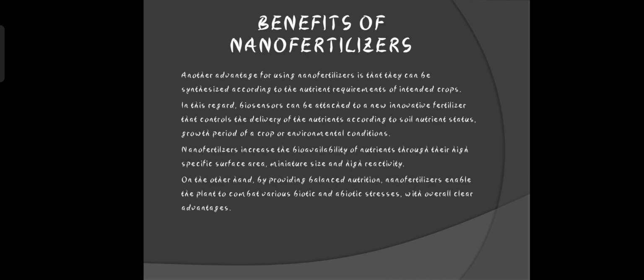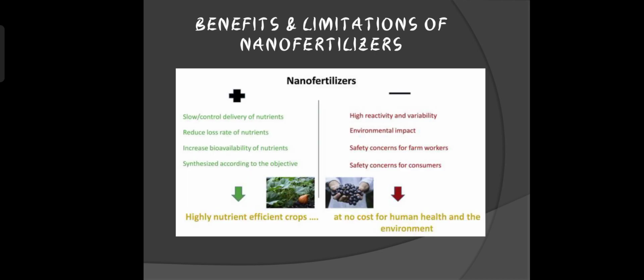Nanofertilizers increase the bioavailability of nutrients through their high specific surface area, miniature size, and high reactivity. On the other hand, by providing balanced nutrition, nanofertilizers enable the plant to combat various biotic and abiotic stresses with overall clear advantages. These are the benefits and limitations of nanofertilizers.